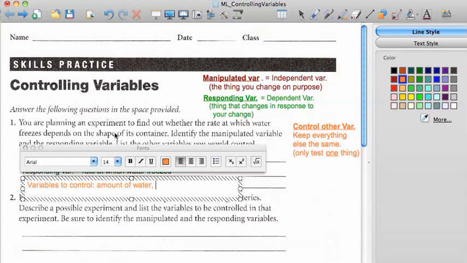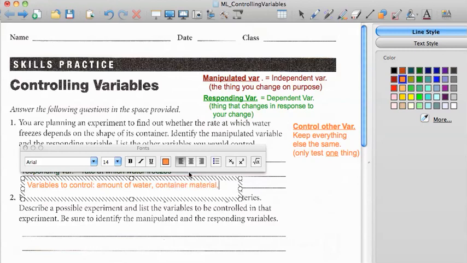Let's see. Well, we have a container. We know we're going to change the shape. What else can a container have? Well, it could be the material. We want to control the material. We make sure it's the same. So we say container material.